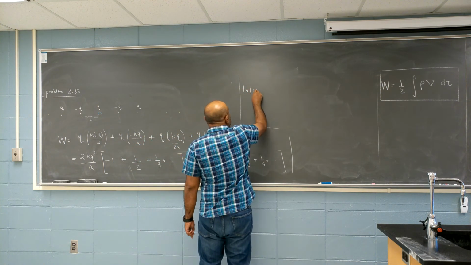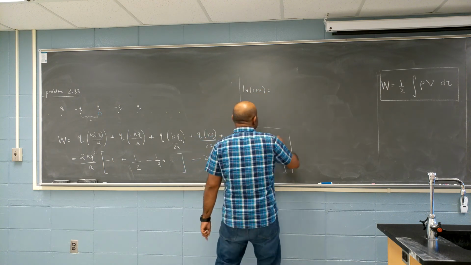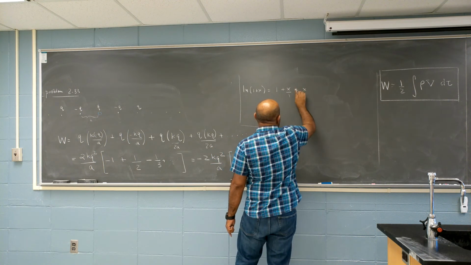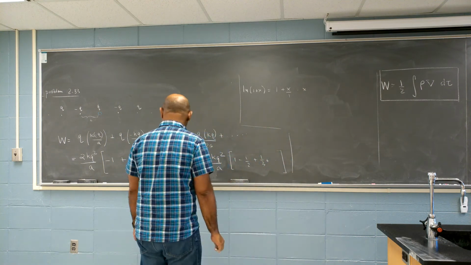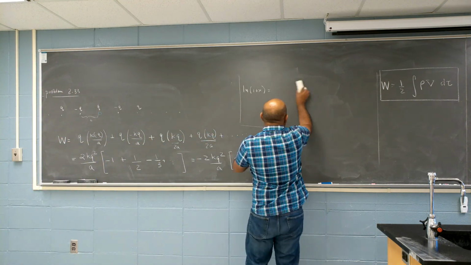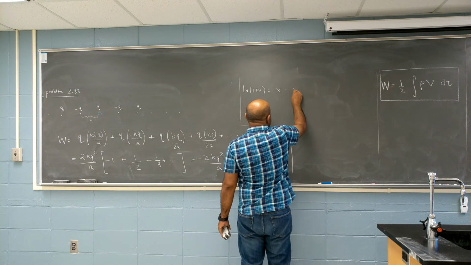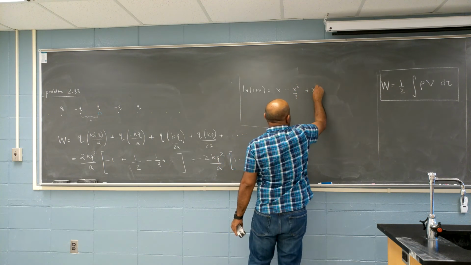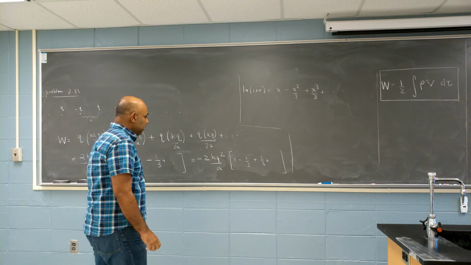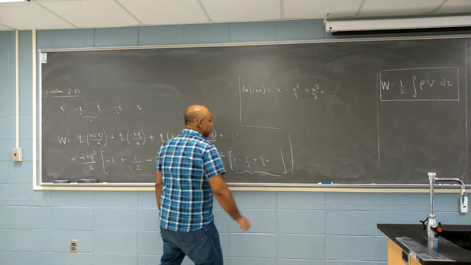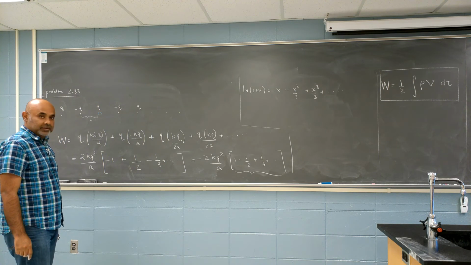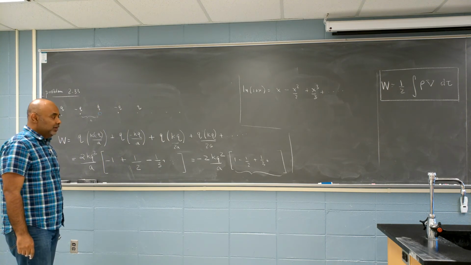Natural log of 1 plus x is nothing more than x minus x squared over 2 plus x cubed over 3. The one is missing on the right-hand side of your expansion of the natural log of 1 plus x. Right, there's no one there. So this is nothing more than the natural log of 2.